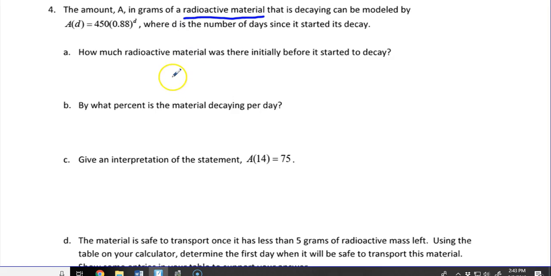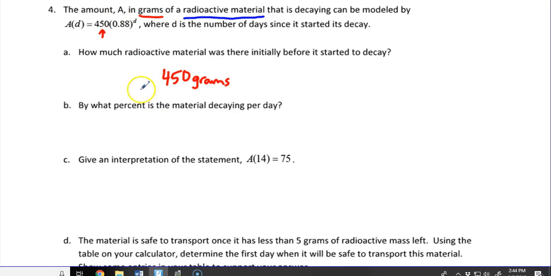All right, I hope you paused and worked it out. If not, please do that now. Don't just watch me do the math. There's no thinking involved there. All right, so there should have been 450 grams of material initially. You can think about it two ways. The coefficient is always our initial amount. And when we substitute in 0 for D, this factor just becomes a 1, right? So 450 times 1 is 450.